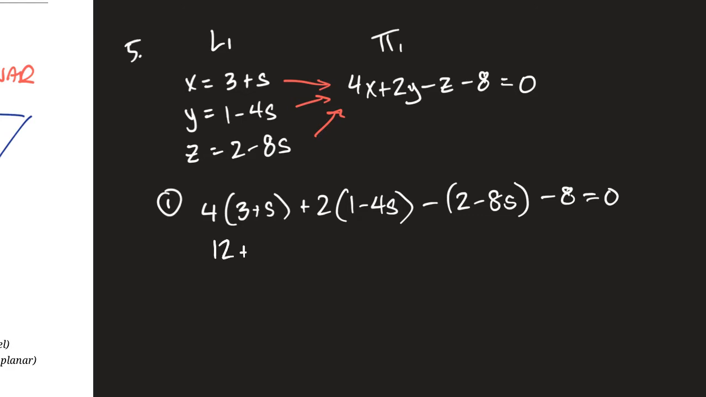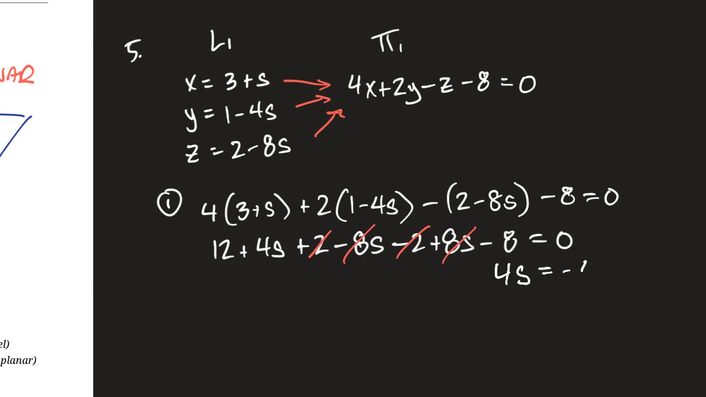So 12 plus 4s plus 2 minus 8s minus 2 plus 8s minus 8 equals 0. Nicely, these just end up canceling each other out. For the numbers, we have 12 plus 2, which is 14, minus 2, so these 2's actually end up canceling out. 12 minus 8, which is 4. So we end up with 4s equals negative 4.